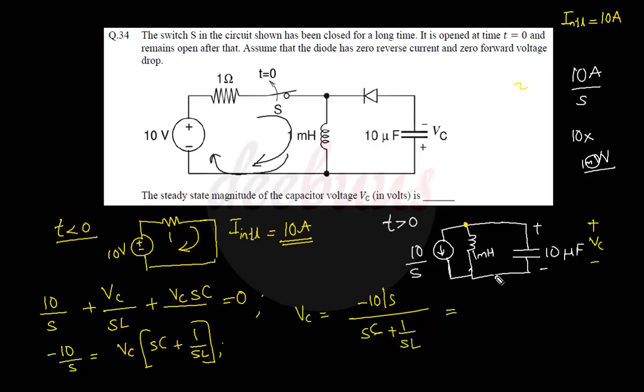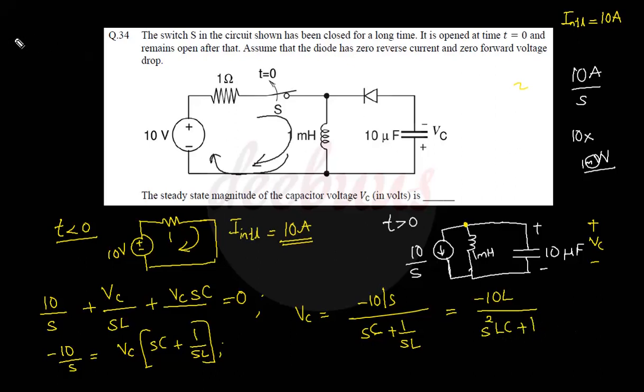Now multiplying both the numerator and denominator by SL, that is minus 10 by S into SL, that is minus 10L, divided by S square LC plus 1.